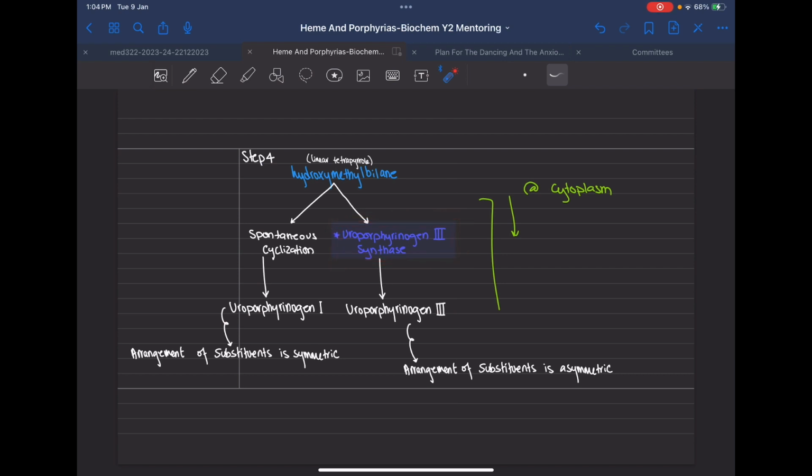So now we've officially moved to the cytoplasm, meaning that this enzyme is a cytoplasmic enzyme. Okay, so uroporphyrinogen 3 synthase is going to give us uroporphyrinogen 3. And here is just a note, to know the difference between uroporphyrinogen 1 and 3. The main difference is the arrangement of their substituents. One is symmetric, one is asymmetric.